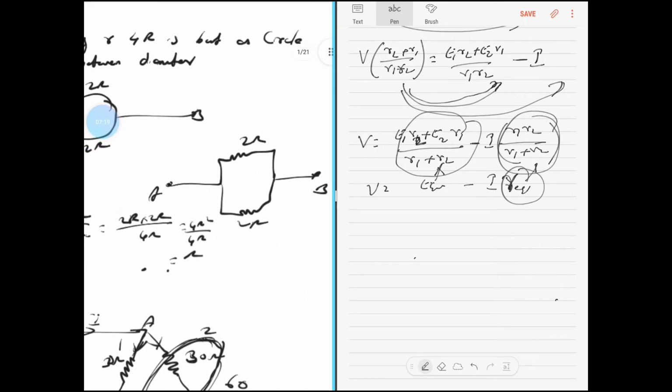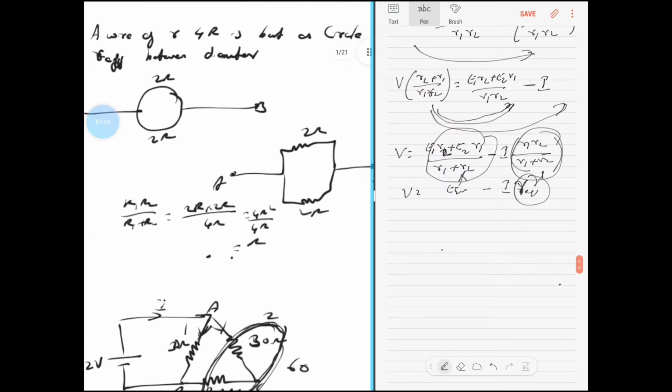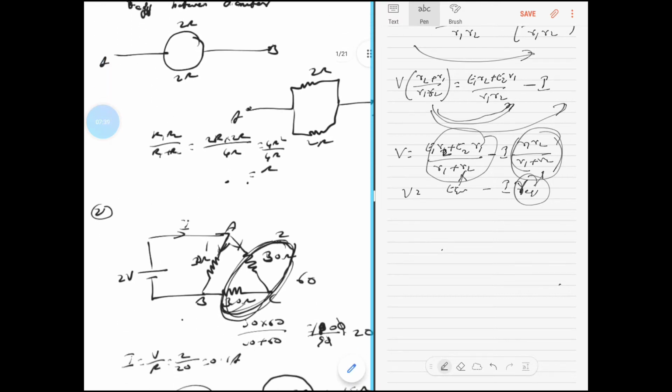and so, can you see that it is R1 into R2 by R1 plus R2 is the equivalent resistance. So thus you find R1 into R2 is 4R square by R1 plus R2 is 4R, and hence you get R. So that was an easy sum. I don't have to really write it.